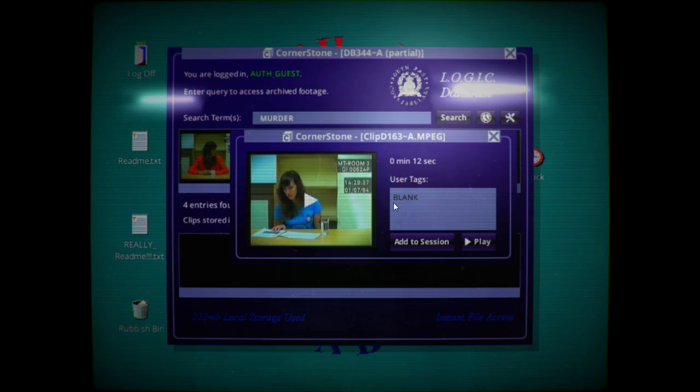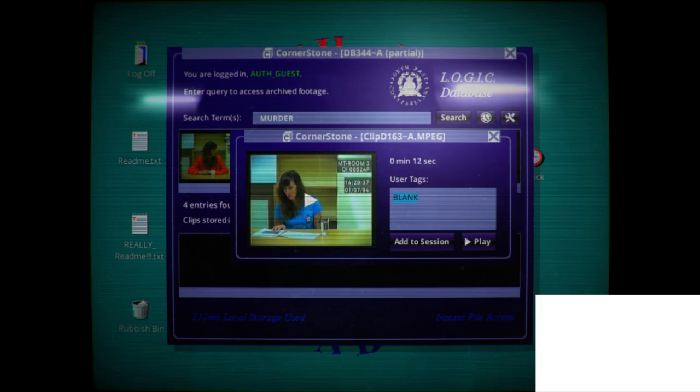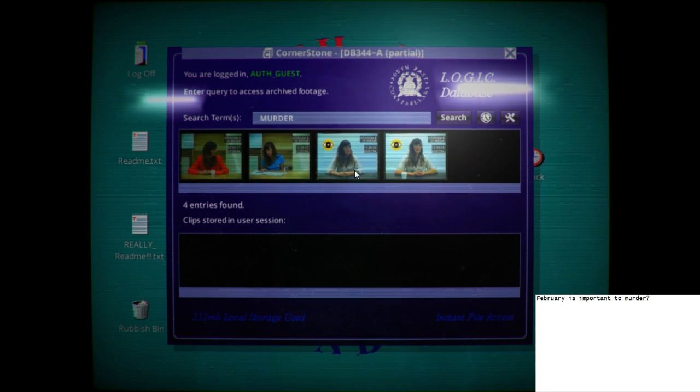So she did something in February. So, right, we're already going to make notes about this. So, February is important to murder. So February is important to the murder. Hopefully there's nothing down here that you need to see. And again, this was the 1st of July. And I'll put... No, I won't put Feb in. So let's have a look at this clip.